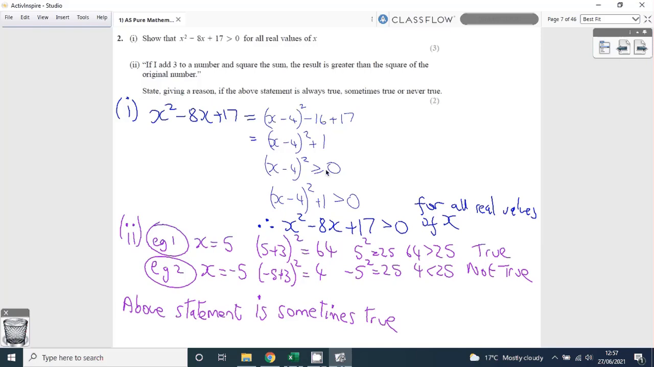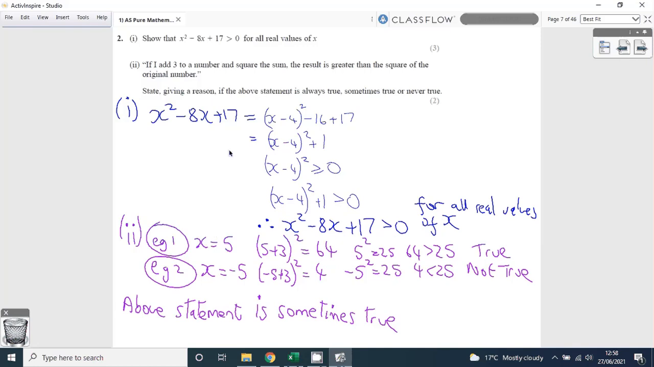So once we add on the 1, by definition, it's now greater than 0 because it's greater than or equal to 1. Given that this is an alternative format of what we were given, we can therefore conclude that x squared minus 8x plus 17 must be greater than 0 for all real values of x. Now for part 2, we just need to come up with a couple of solutions.